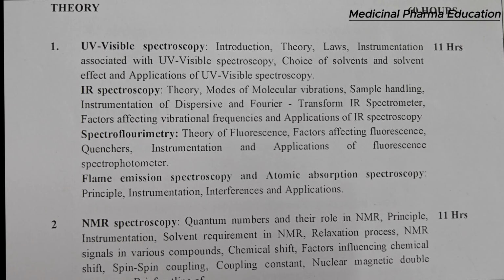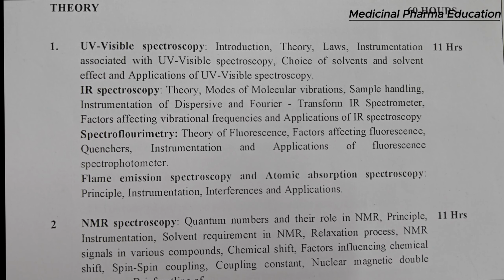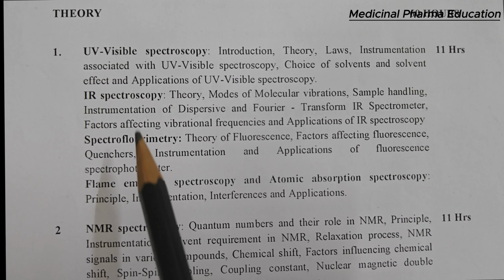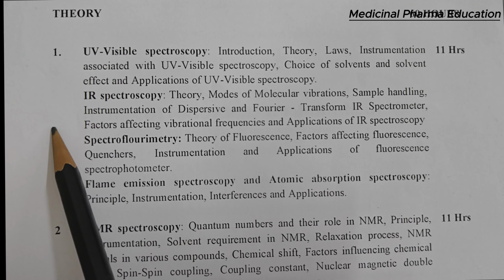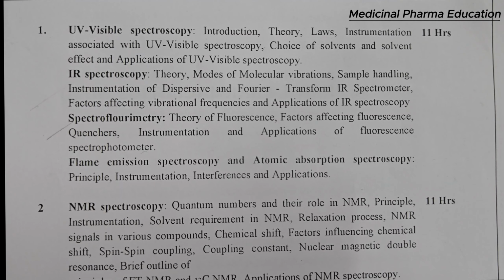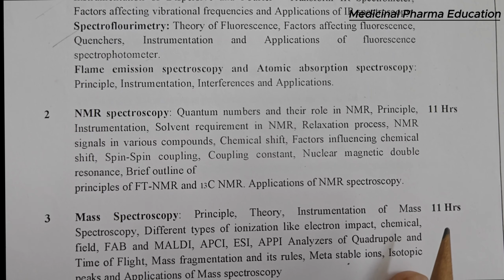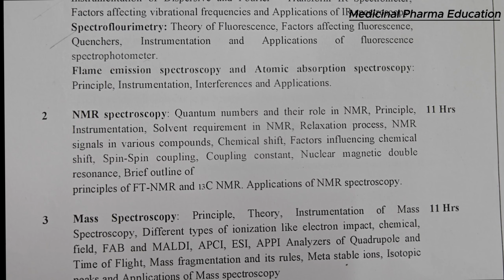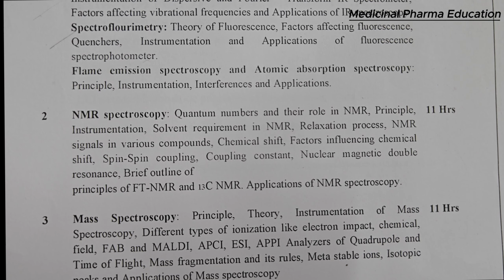In the previous videos we have successfully completed a unit. We have completed UV visible spectroscopy, IR spectroscopy, spectrofluorometry, flame emission spectroscopy, and atomic absorption spectroscopy. Now the very important and a little bit tougher than UV spectroscopy is NMR spectroscopy, nuclear magnetic resonance spectroscopy. That's the full form of NMR.